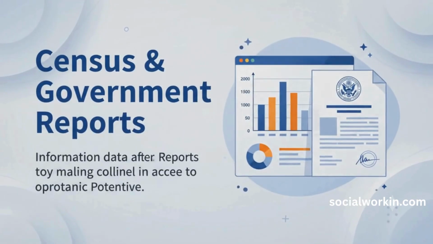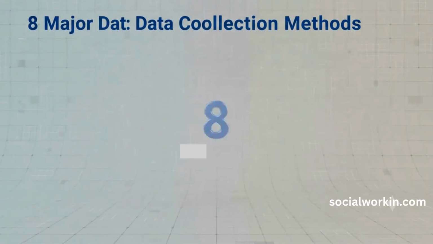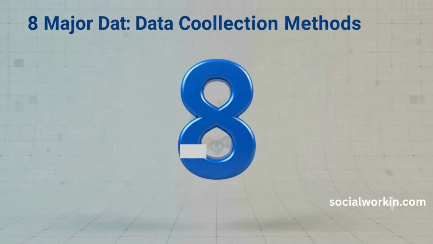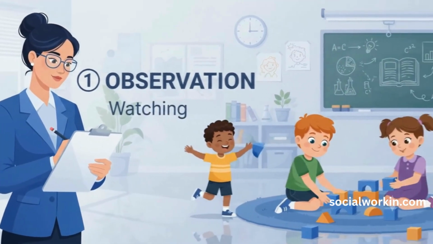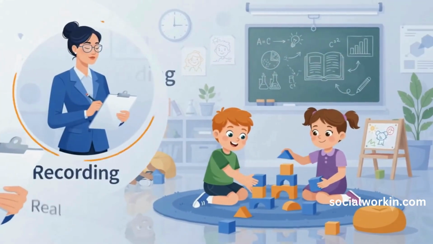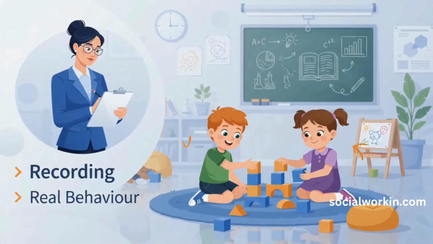Now, let's talk about the major data collection methods. There are 8, and they're frequently asked in competitive exams. Number 1, observation. Here, the researcher carefully watches people, events, or situations and records what actually happens.